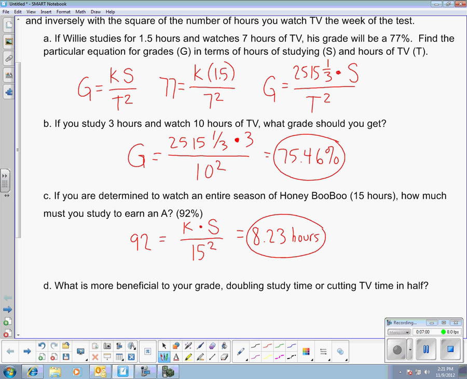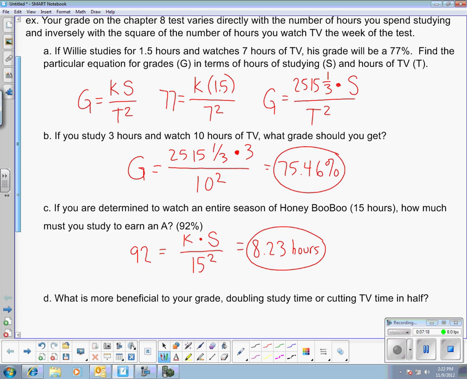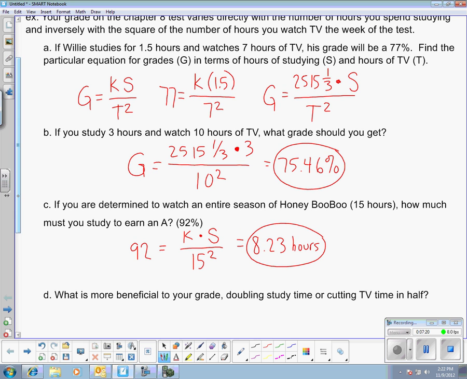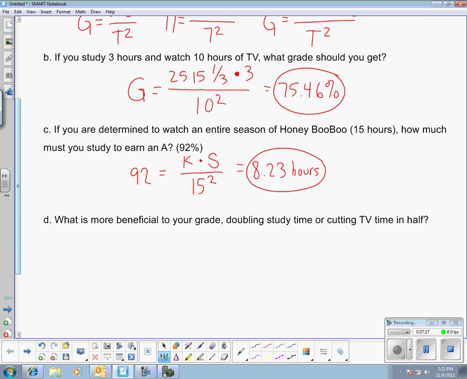All right, and the last one is not really a calculation, but more of a concept. What's going to be better for you, to double your study time or to cut your TV time in half? And this has to do with the variation. Study time is the first power. So if you double your study time, you should double your grade. TV time varies inversely with the square, and we've kind of talked about these.